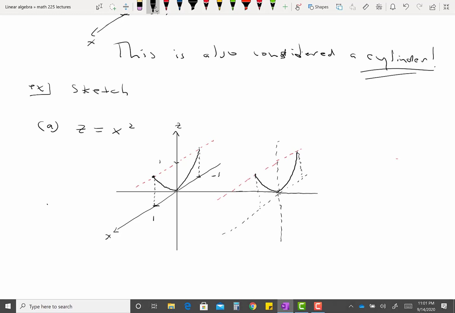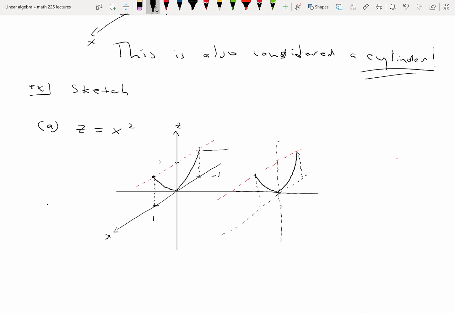Now draw that ruling. This is a cylinder that extends in the direction of the missing variable. Missing variable's y. Now do you see a sort of trough or rain gutter or whatever? That's a cylinder. Hopefully you see it too. If you don't see it right away, then draw some more rulings in. You can even change colors, or you can put them in dotted or whatever. I'll put them in blue.